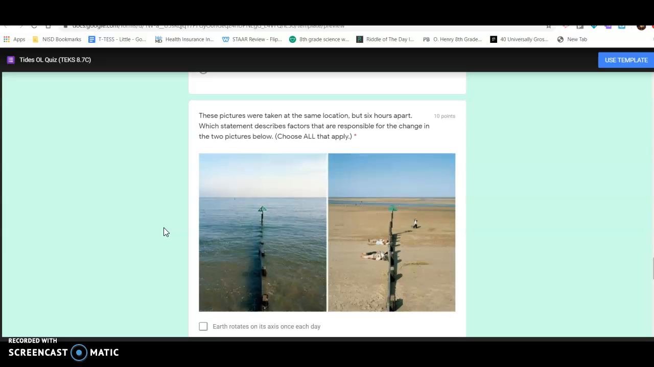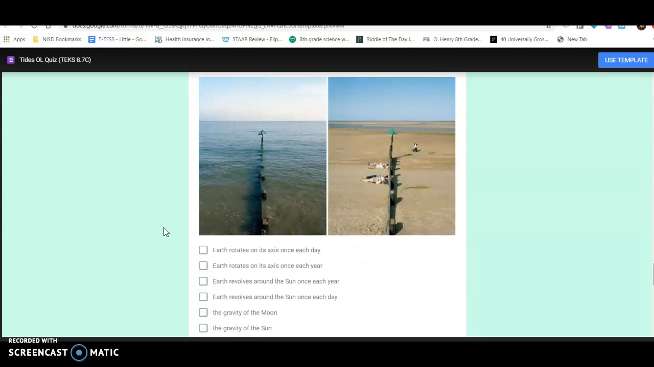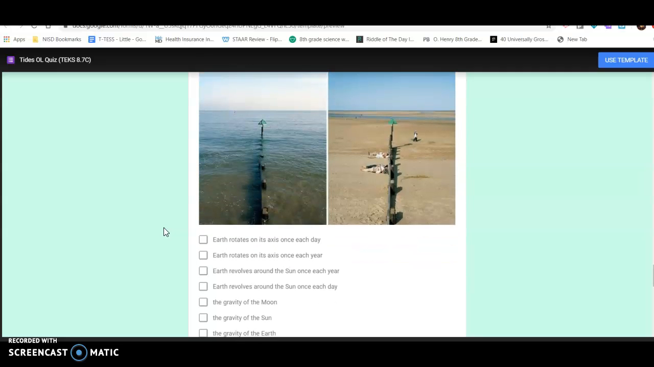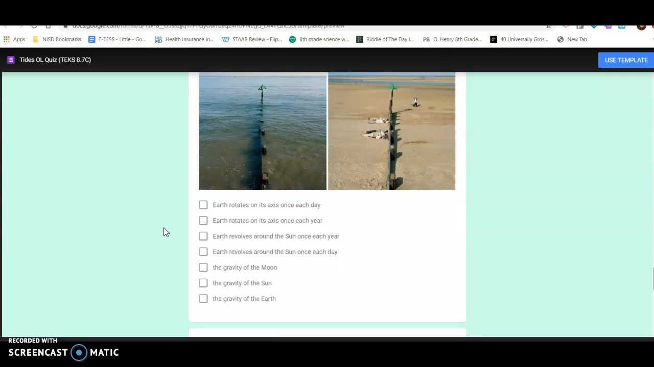These pictures were taken at the same location but 6 hours apart. Which statement describes factors that are responsible for the change in the 2 pictures below? Choose all that apply. Earth rotates on its axis once each day. Earth rotates on its axis once each year. Earth revolves around the sun once each year. Earth revolves around the sun once each day. The gravity of the moon, the gravity of the sun, and the gravity of the earth. Choose all that apply.